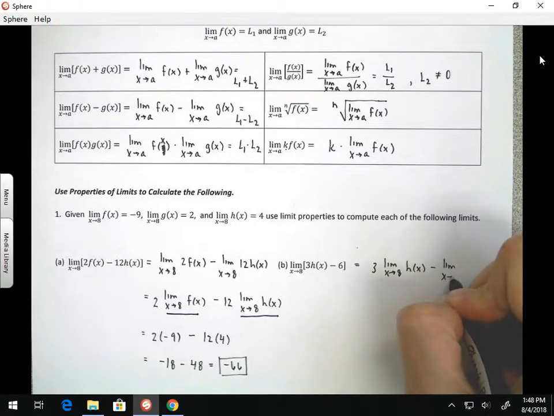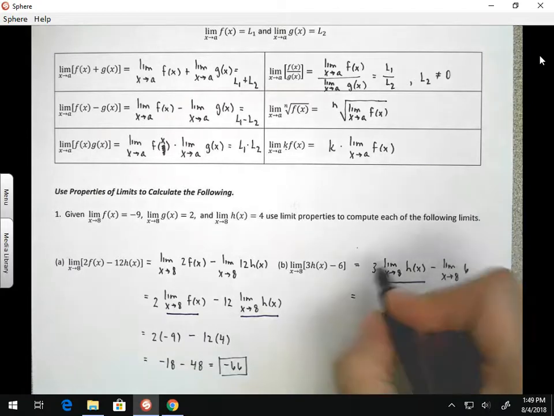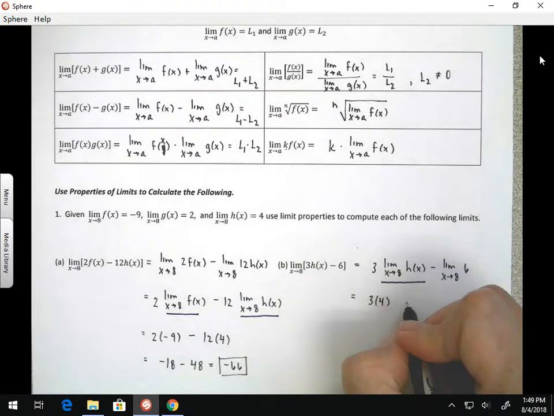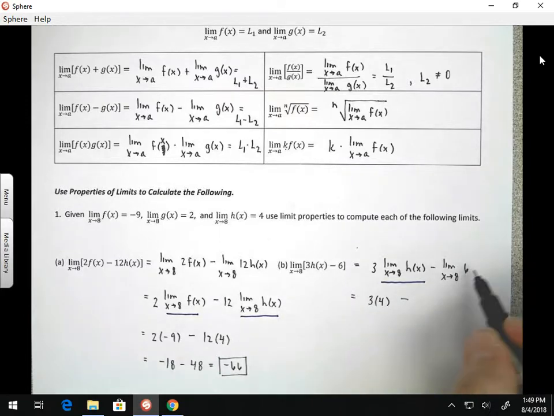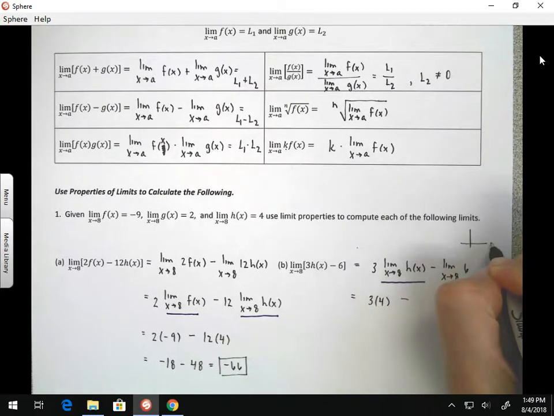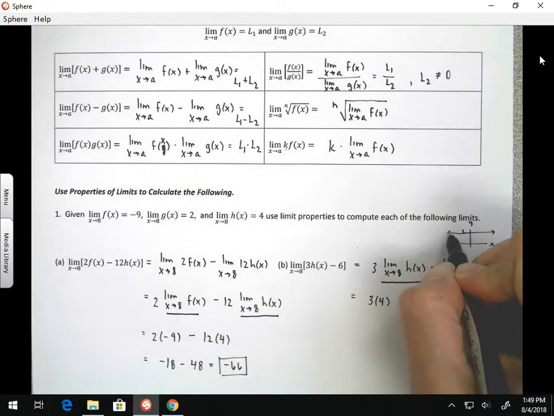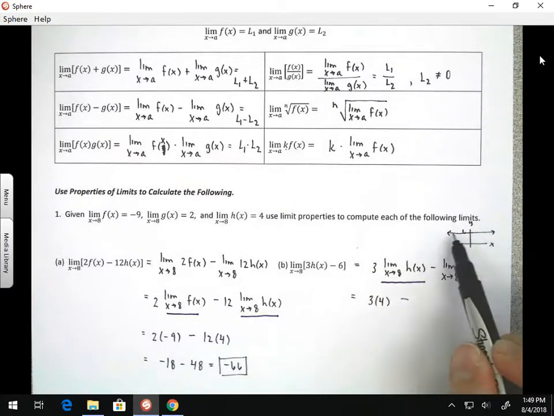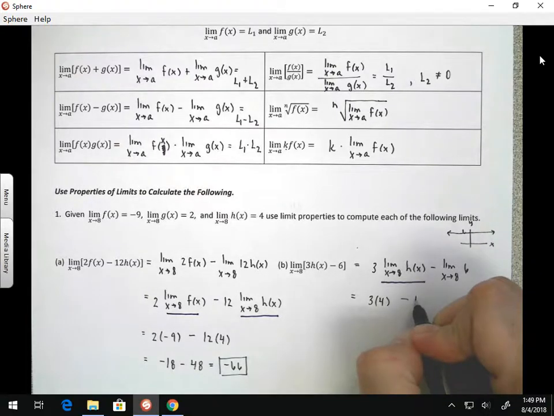So this first piece, again, the limit as x approaches 8 of h of x is just 4. So I have 3 times 4. Now this one's a little different. The limit as x approaches 8 of 6. What we need to realize is this is just saying I have a constant function. So if this were my axis and this were 6, my function is just y equals 6. So really, no matter what value I approach, that limit is always going to be 6. So then I'm just subtracting 6. So 12 minus 6 gives me a value of 6.